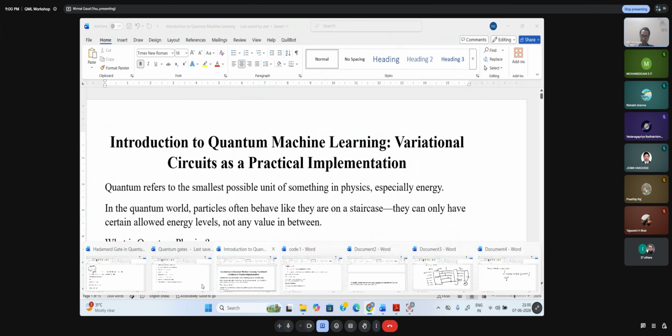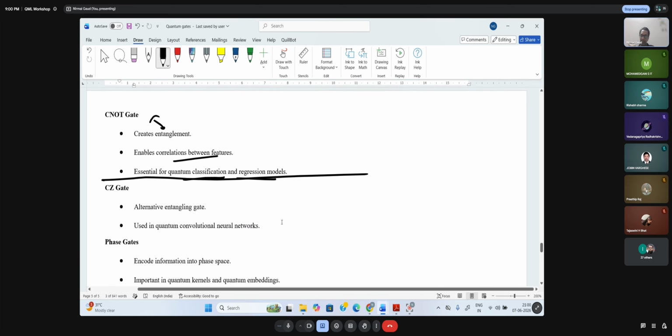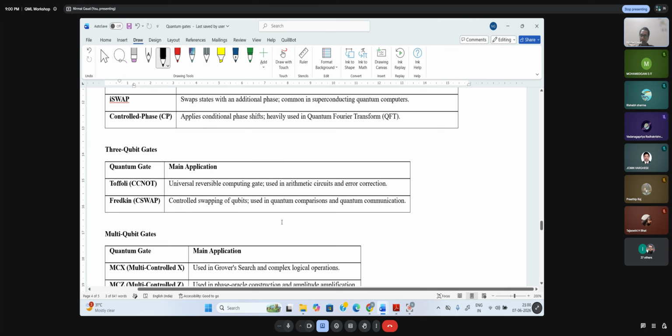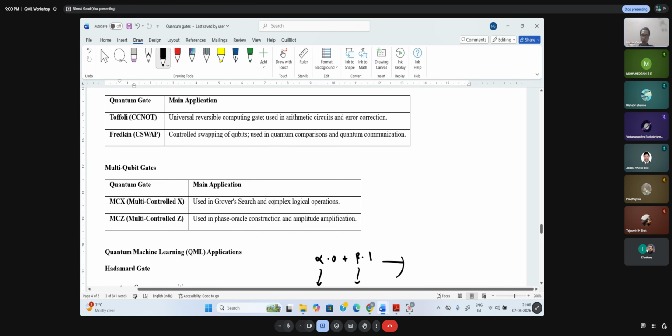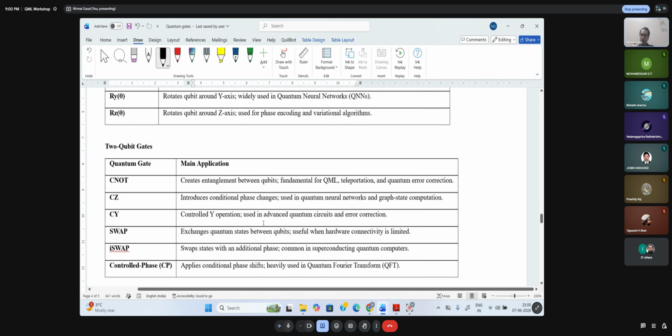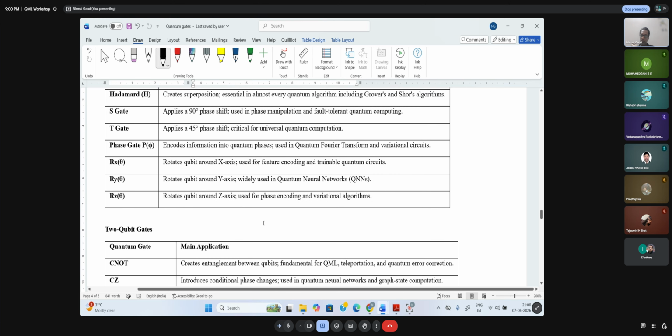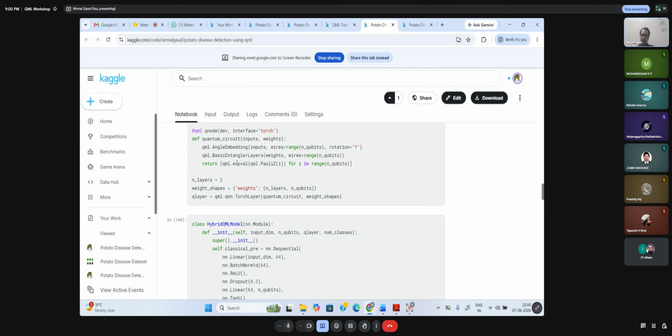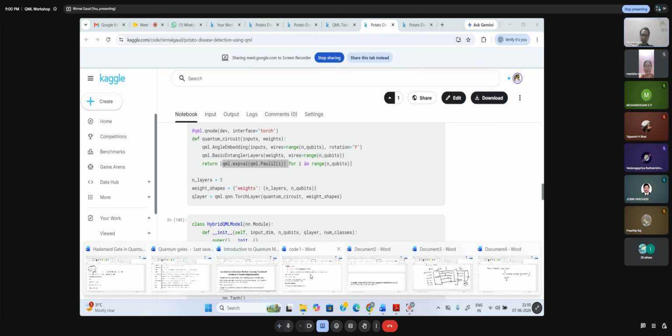Now, if we check again the quantum gates, multi-qubit, here we can use complex logical operations in multi-qubits. But let's say we are having four at the moment. So with the four, we are applying angle embedding, basic entanglement, and Pauli Z. Check what they are performing.